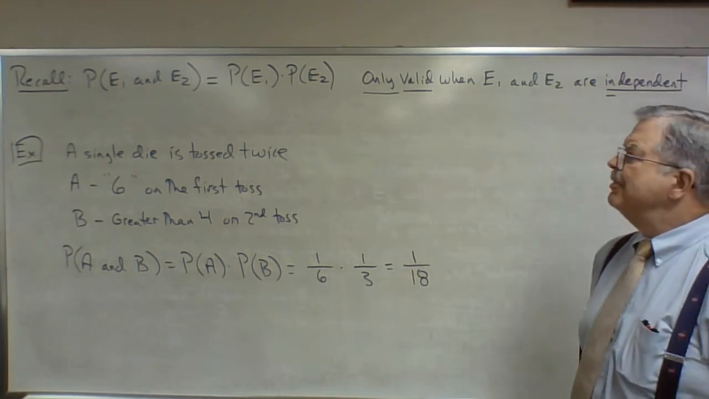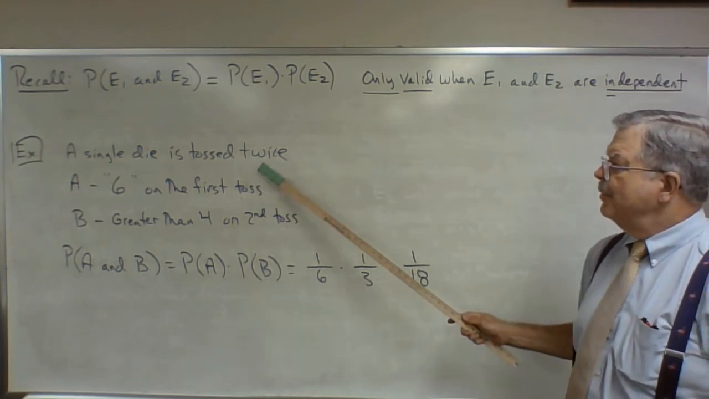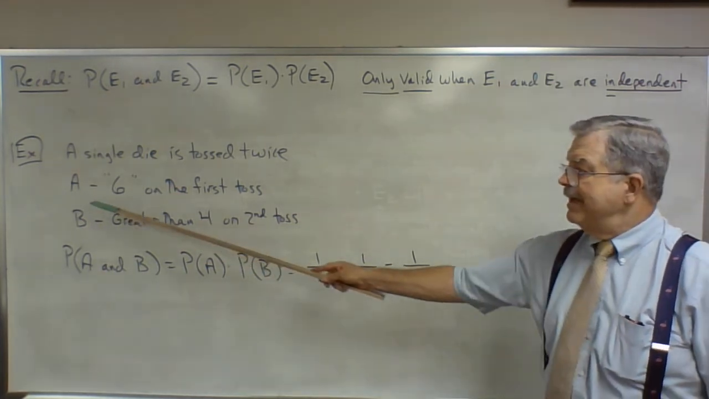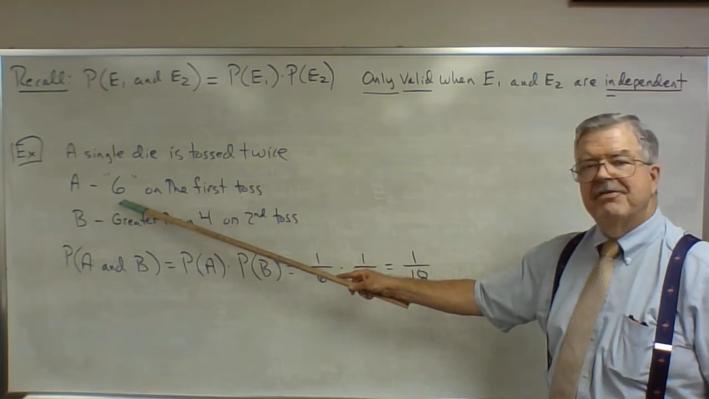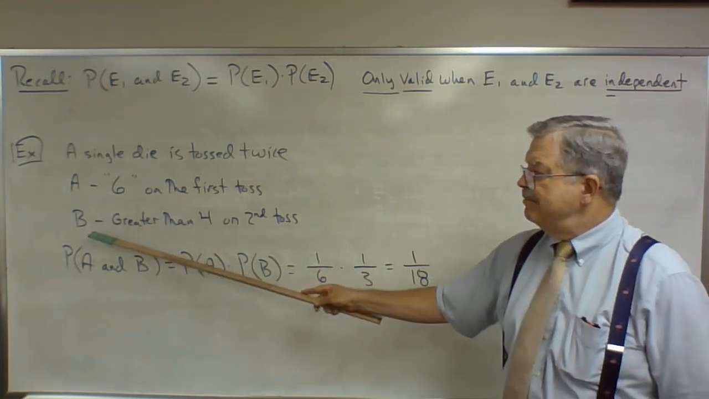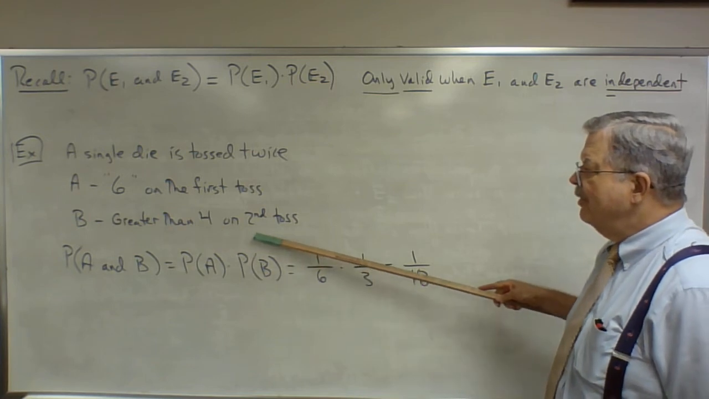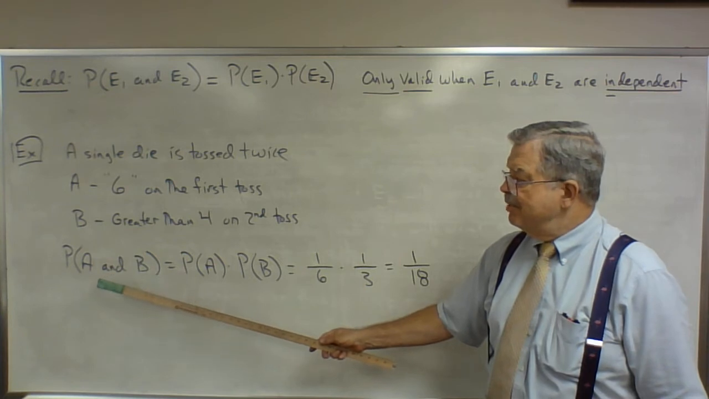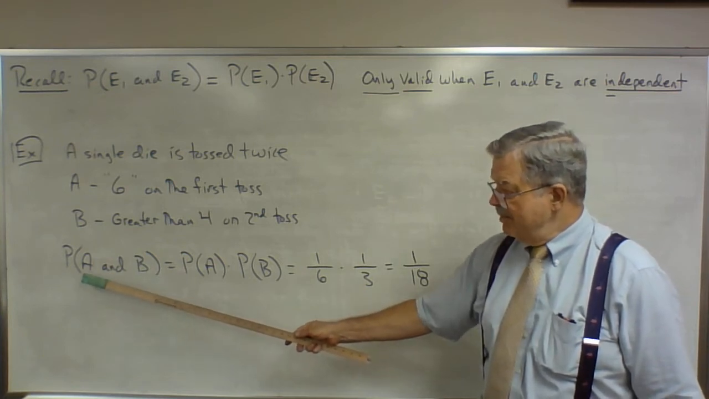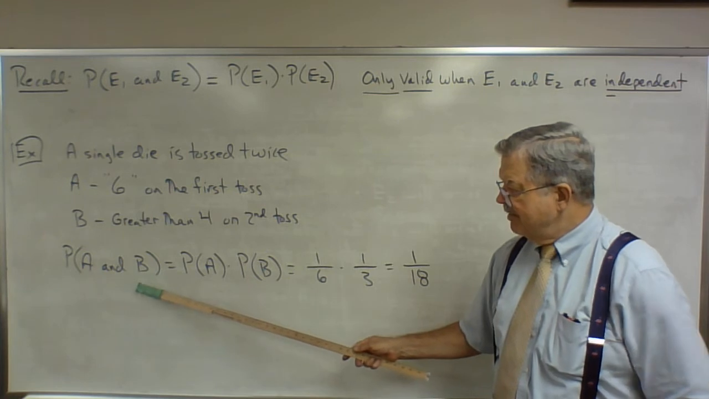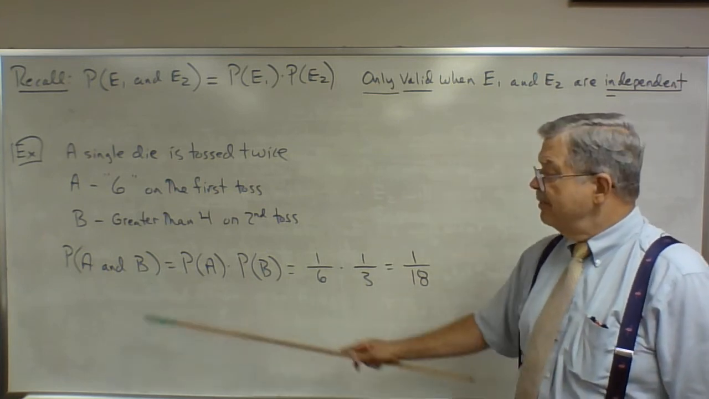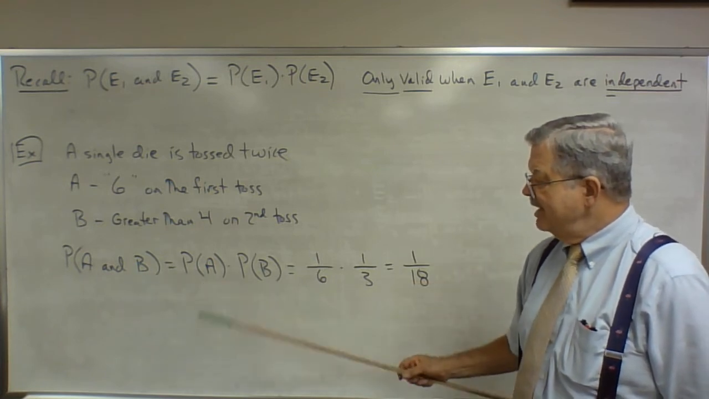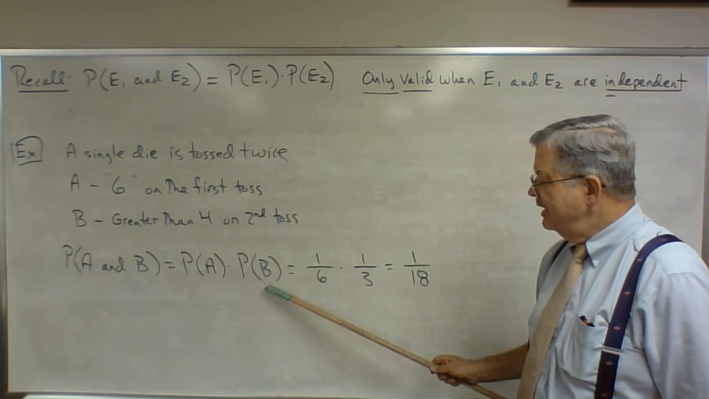Here's another example that we did last lecture. We took a single die and we tossed it twice. Event A was that we got a 6 on the first toss. Event B was that we got greater than a 4 on the second toss. And we computed the probability of both of these happening, the probability that A occurs and B occurs. And we used the formula, probability of A and B equals probability of A times probability of B.